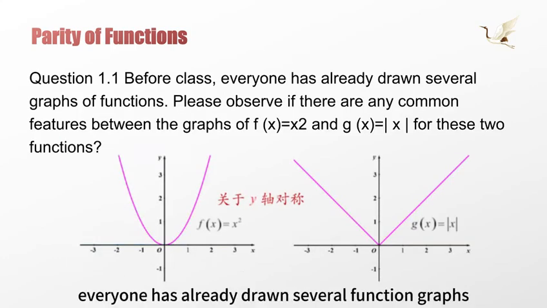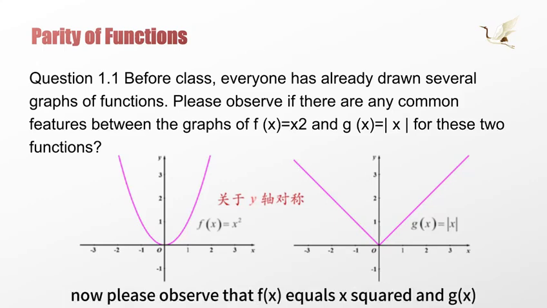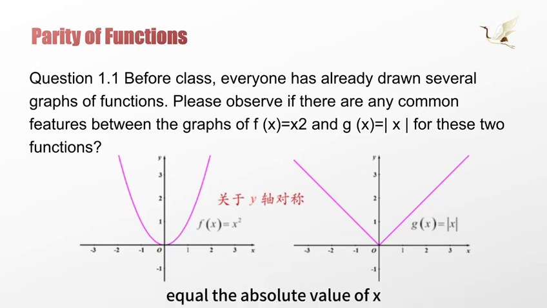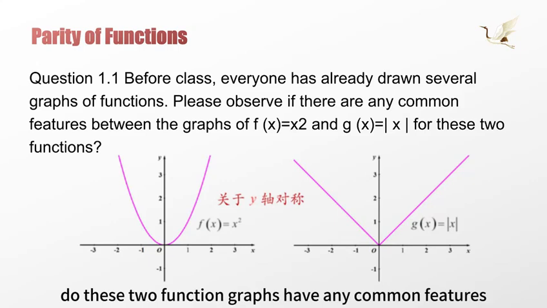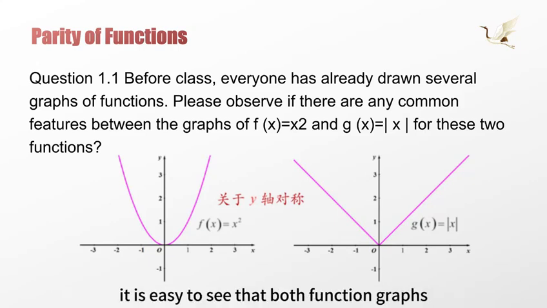Before class, everyone has already drawn several function graphs. Now, please observe f(x) equals x squared and g(x) equals the absolute value of x. Do these two function graphs have any common features? It is easy to see that both function graphs are symmetrical about the y-axis. And this conclusion is only based on the intuitive representation of the function image.